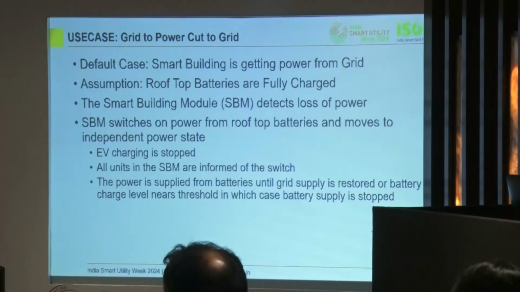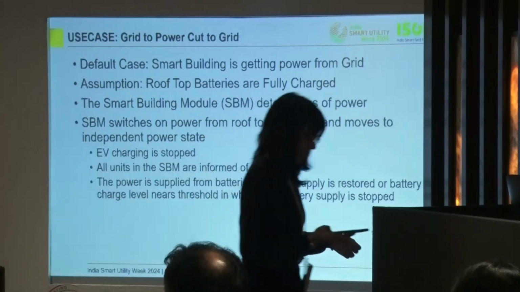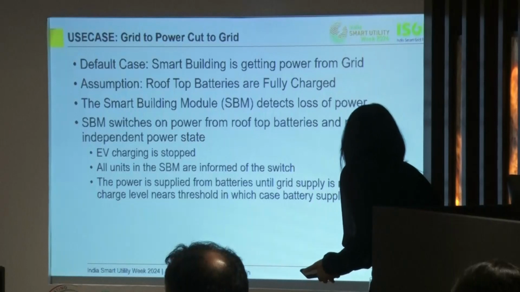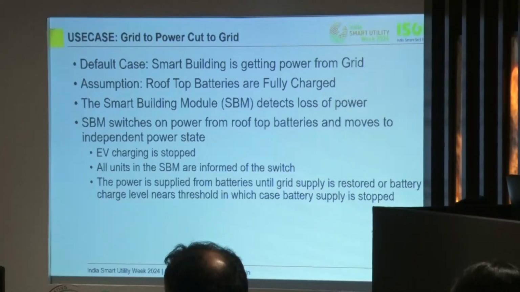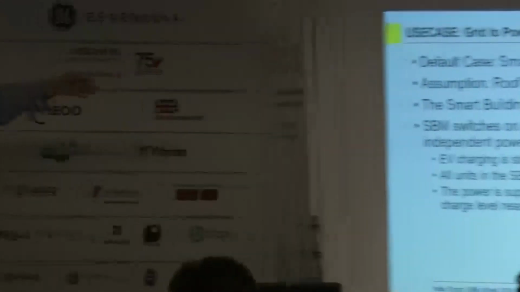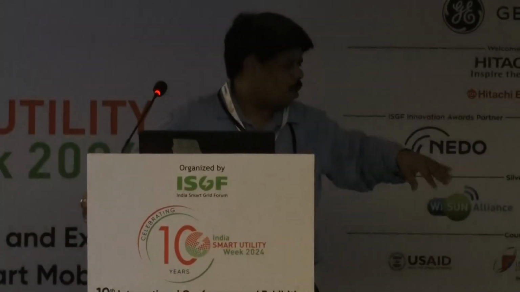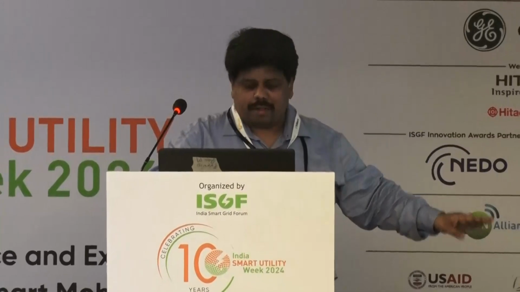Just to give a sample, take a building getting power from the grid. Rooftop batteries are fully charged. The smart building module by itself detects that there is a loss of power from the incoming grid. So what it will do, it will switch to building in a state, and EV charging depends on what protocol you agree. EV charging can be done, or cannot be done. And that is this case.